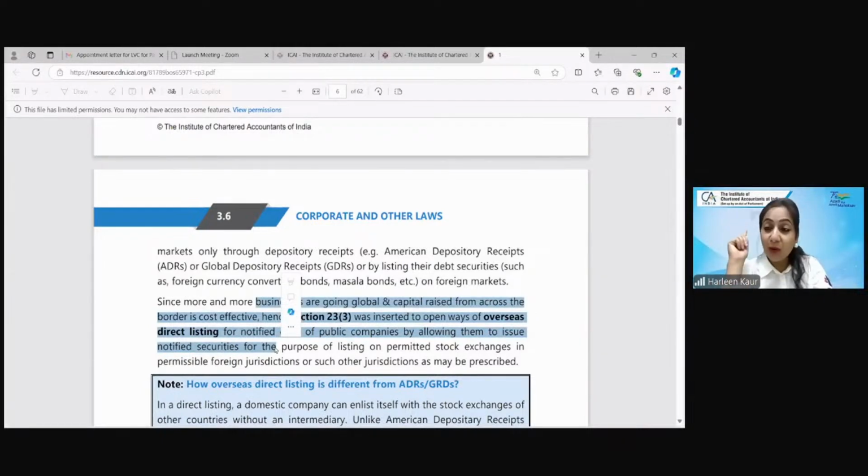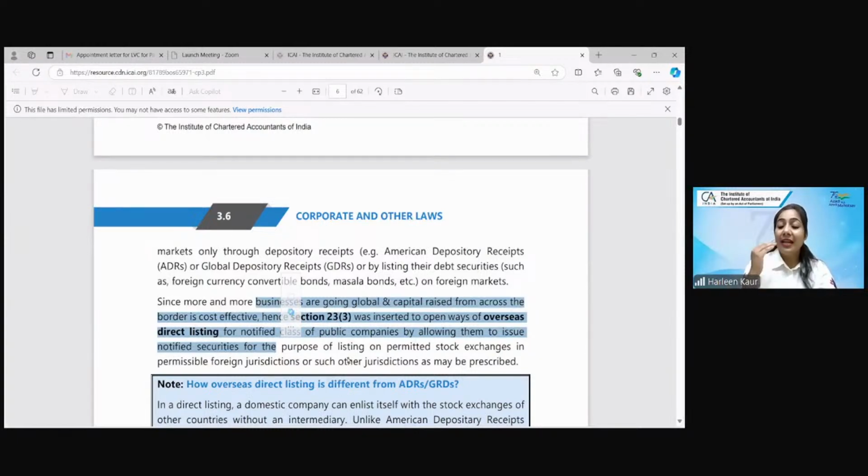Remember when I taught you about the listed companies definition, a term was used: if your shares are listed under section 23, subsection 3. I told you it talks about foreign jurisdiction. If you can recall, children, in chapter number 1, preliminary, listed companies definition. Here it is written. I tried opening it that day also. I was trying to show you.